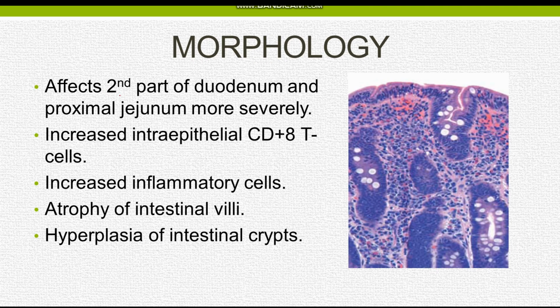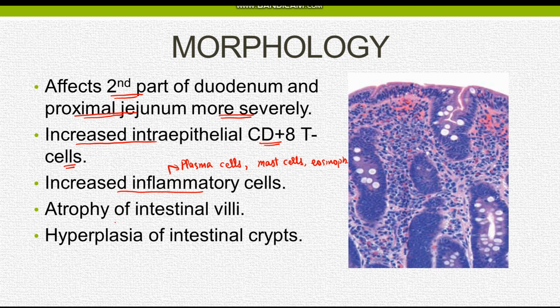The biopsy is taken from mostly the second part of the duodenum or proximal jejunum, since these two sites are more severely damaged in celiac disease. The histological picture reveals increased intraepithelial cytotoxic T cells. Moreover, other inflammatory cells are also present in the upper part of lamina propria.